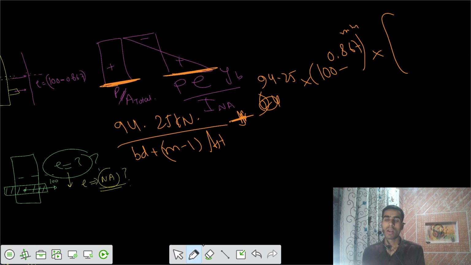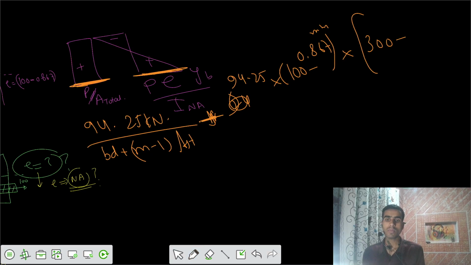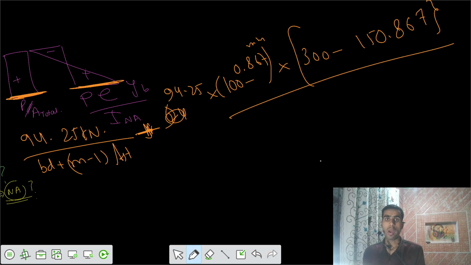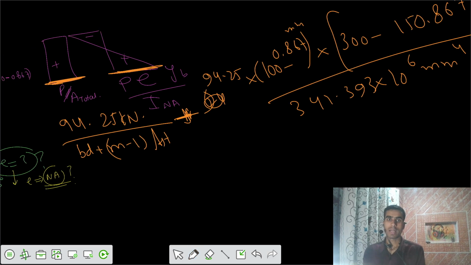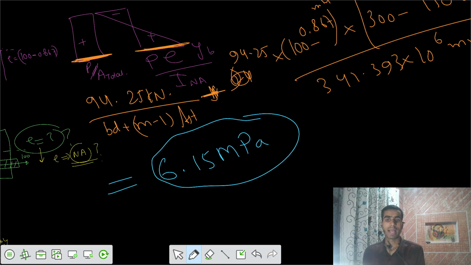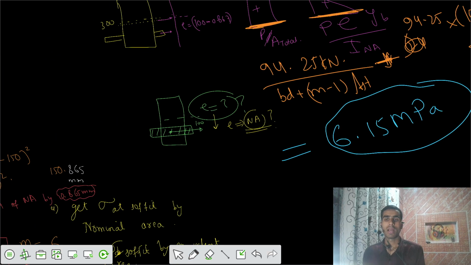And we have one more part, that is y bottom. The value of y bottom was 300 minus y top, and the value of y top was 150.867, divided by the moment of inertia about the neutral axis, 341.39 into 10 to the power 6 millimeter power 4. So finally you would get stresses coming out to be 6.15 megapascals.